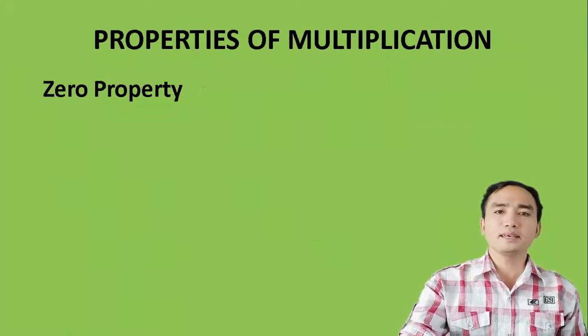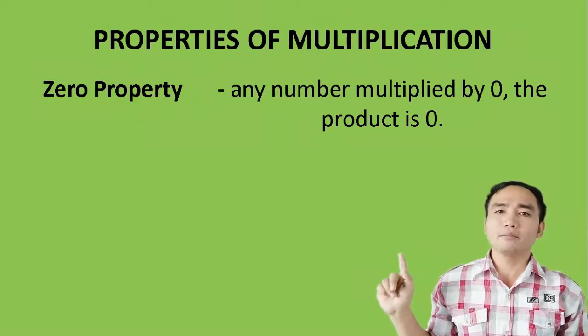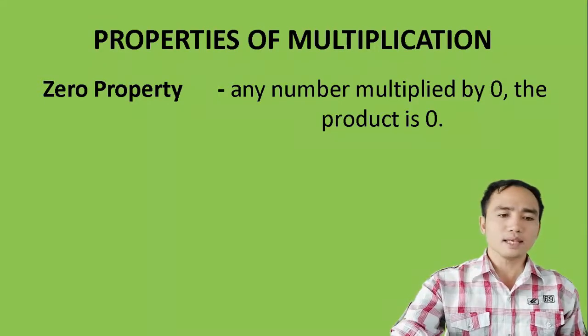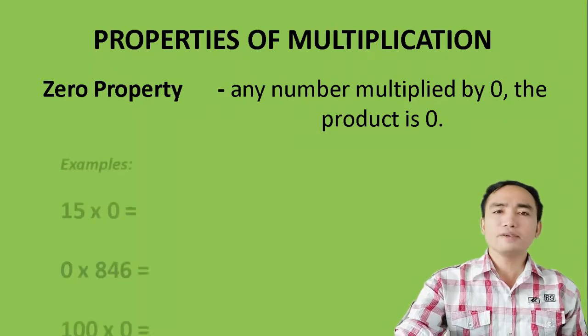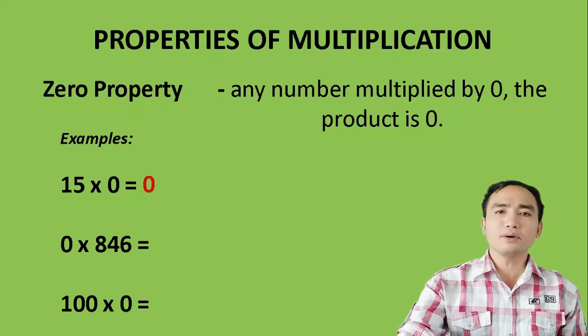Next property is the zero property. It states that any number multiplied by 0, the product is 0. Examples: 15 times 0 will give 0. 0 times 846 is 0. 100 times 0 is 0.